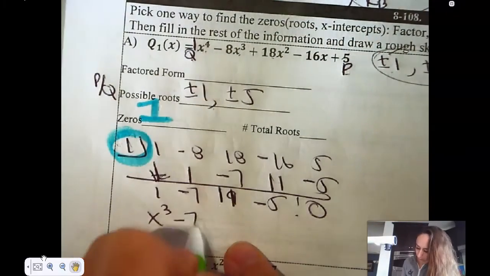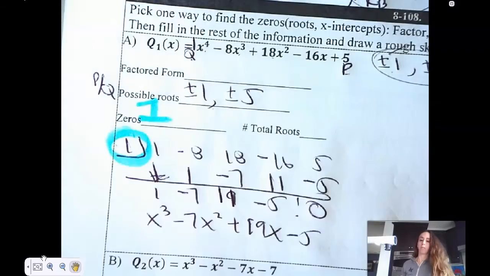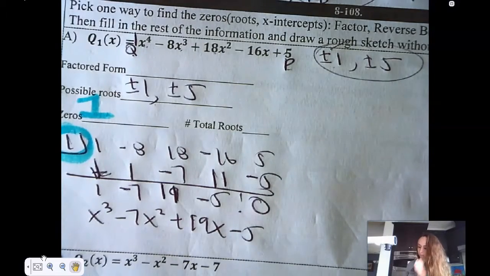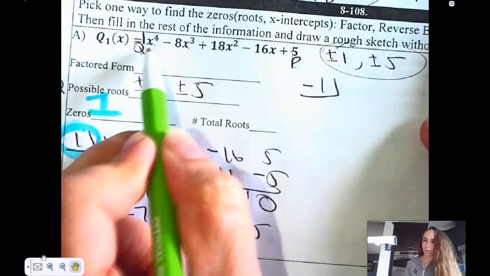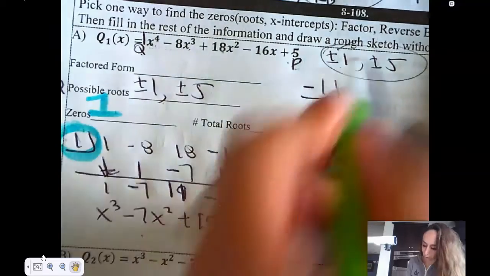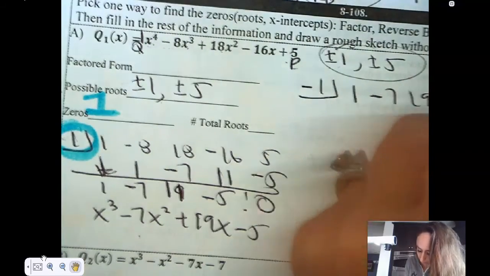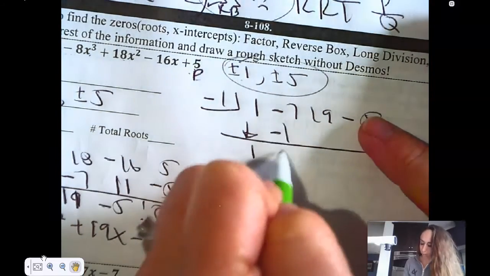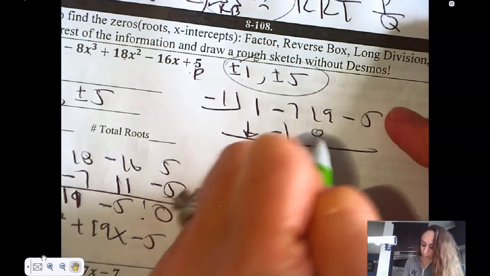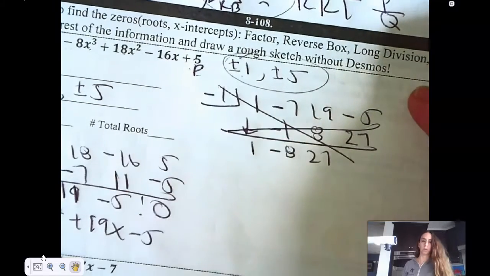X cubed minus 7x squared plus 19x minus 5. So now I tried 1. Maybe I'll try negative 1. So now I'm going to go negative 1. And I'm not going to go to my original. I'm going to go to my new. So 1, negative 7, 19, negative 5. Bring it down. Diagonal, multiply, vertical, add. Diagonal, multiply, vertical, add. Diagonal, multiply. Nope, negative 1 doesn't work.